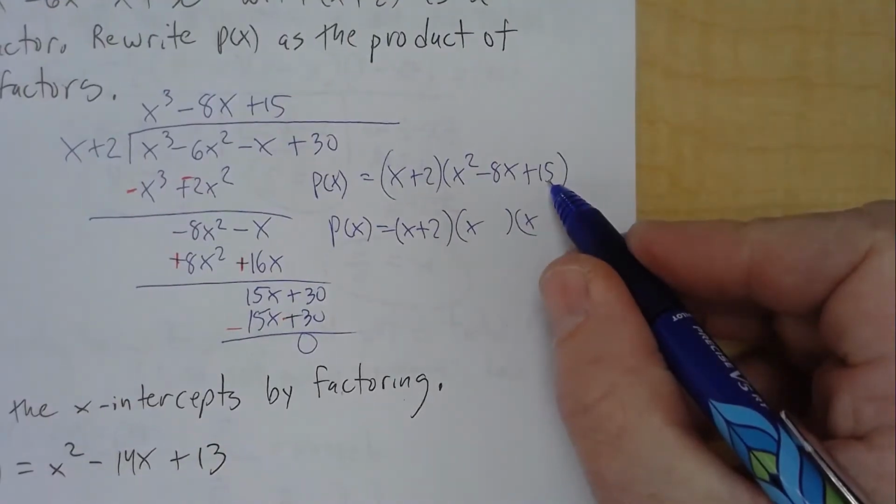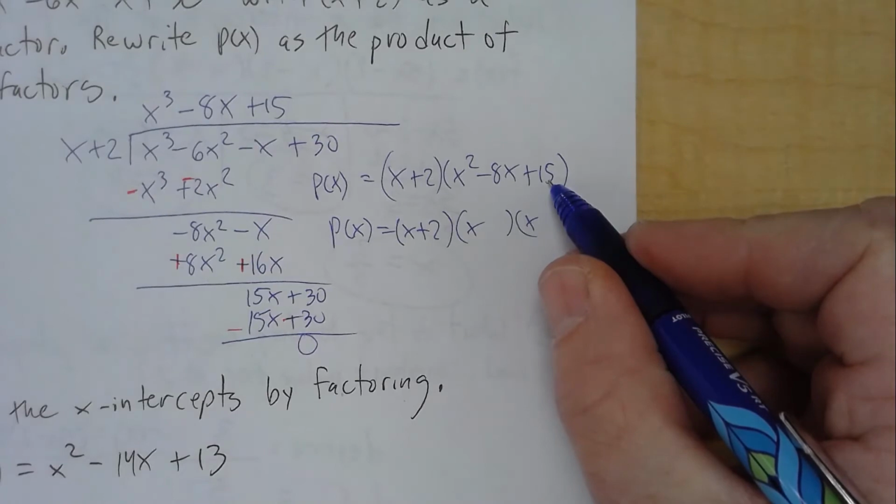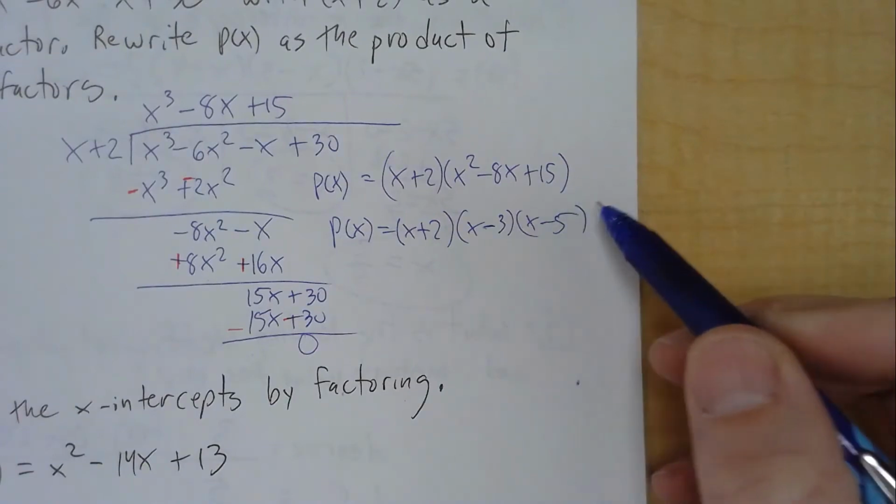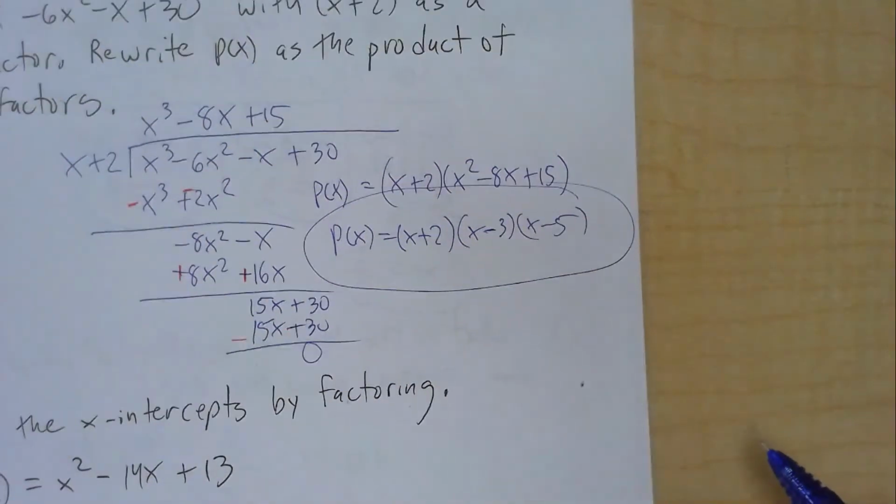3 and 5 multiplied together make 15. 3 and 5 added together make 8. So it's 3 and 5. So there it is. Ba-boom.